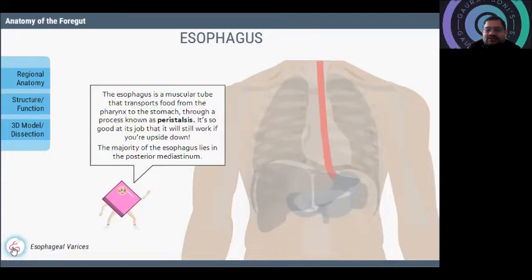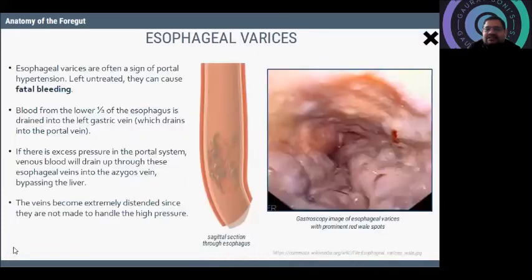Now there is a point known as esophageal varices. Esophageal varices are often a sign of portal hypertension. If left untreated, they can cause bleeding, which can be fatal. Blood from the lower one-third of the esophagus is drained into the gastric veins. If there is excess pressure in the portal system, venous blood will be drained into the esophageal veins, bypassing the liver.